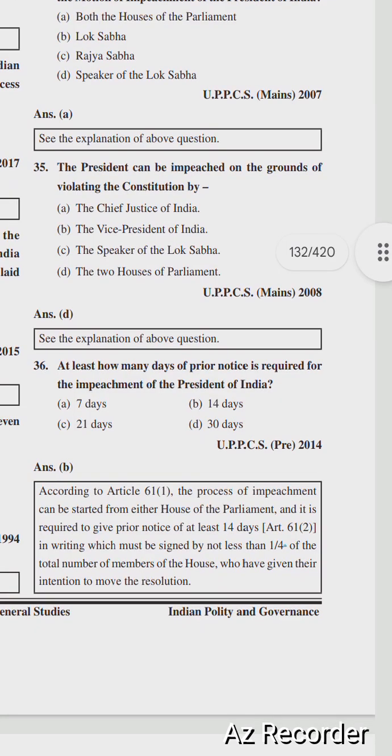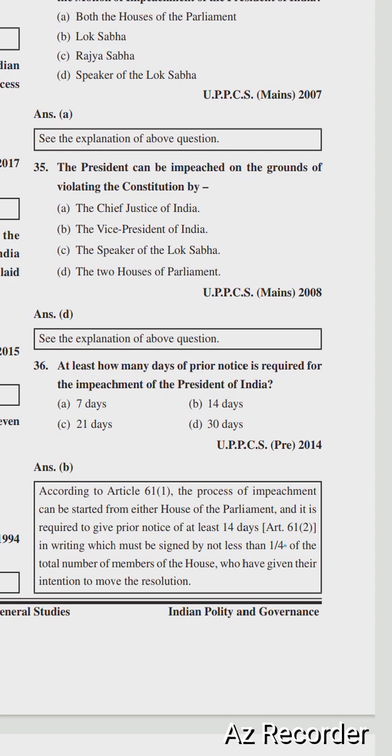So next question is, the President can be impeached on the ground of violating the Constitution by the Chief Justice of India, the Vice President of India, the Speaker of the Lok Sabha, the two houses of Parliament. Right option is option number D, the two houses of Parliament.